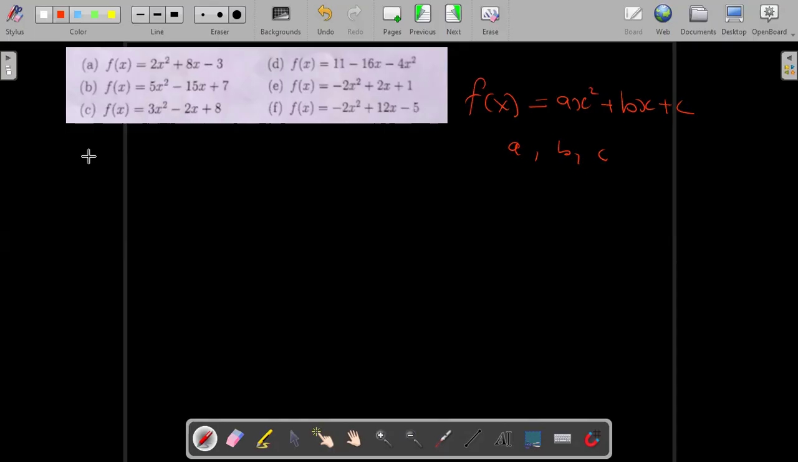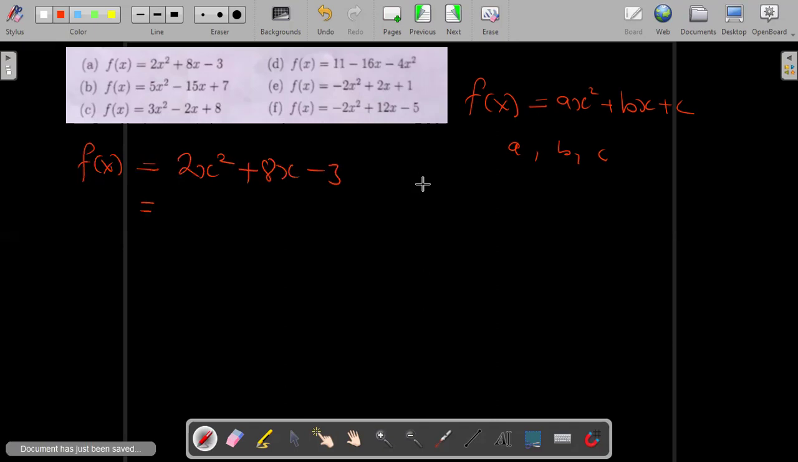Okay, so you have a function f of x. The first one is the function f of x equals 2x squared plus 8x minus 3. So if you have this, how are you going to factorize? When it comes to factorizing this, you first have to make sure that you factor out your x.